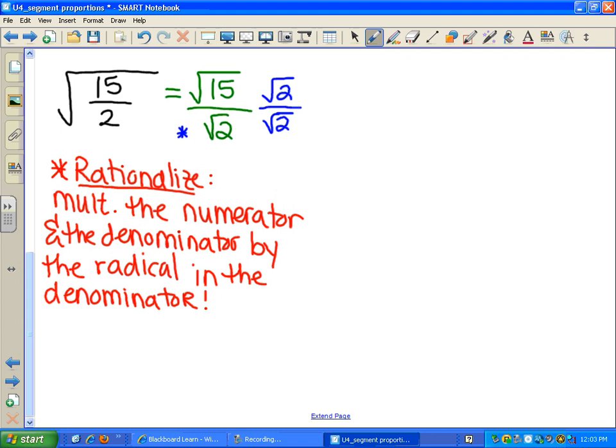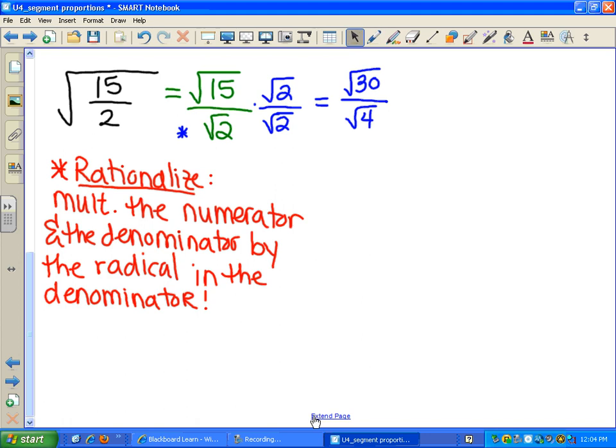So now what we have when we multiply straight across, since they're both in square roots on the top, the square root of 15 times the square root of 2, 15 times 2 is 30. So it's the square root of 30. And on the bottom, 2 times 2 is 4, so I have the square root of 4.